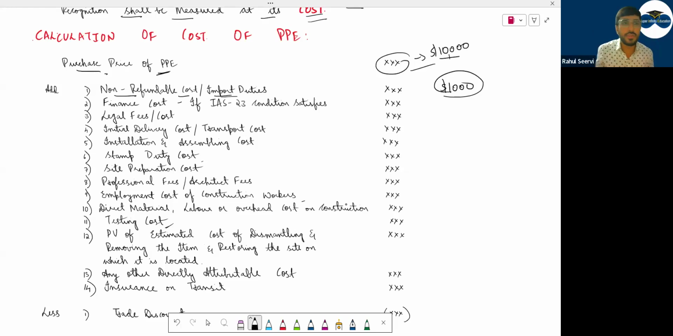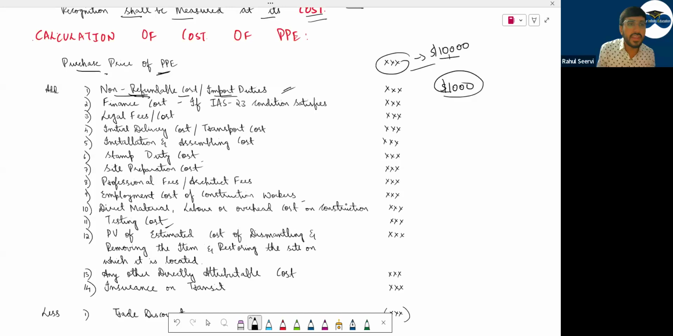That is the reason I mentioned what? Non-refundable. The taxes or the import duties which are not refundable, which you will not get back, will be included in the cost of the asset. If you do not pay this import duty, will I be able to get that machine to my factory? No. The authorities will say pay this, then get it to your factory. And if it is non-refundable, you will include it. Many students make mistakes in this.